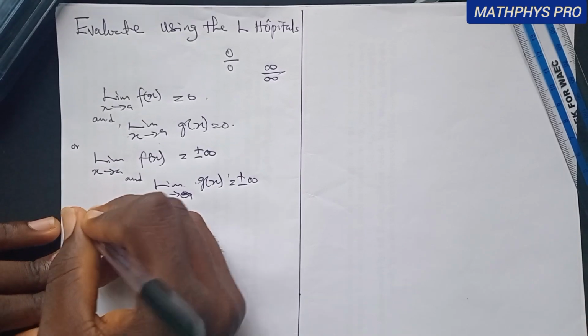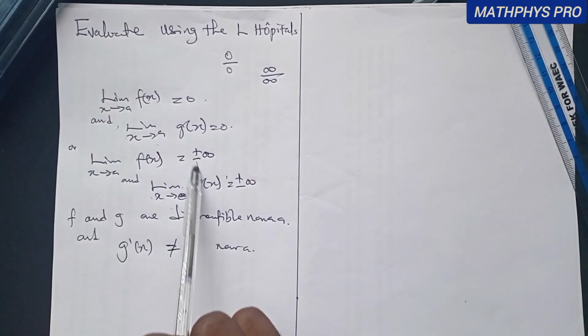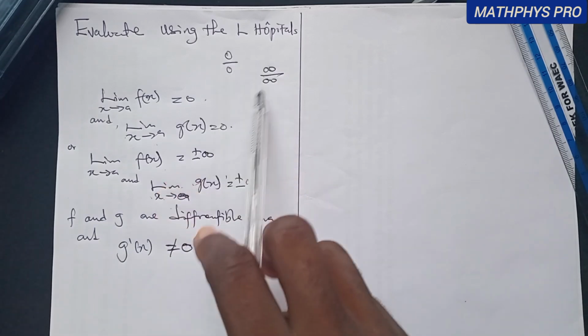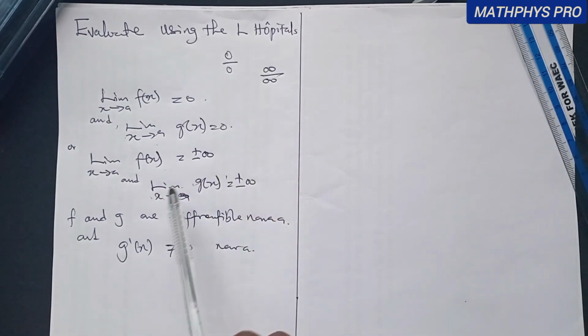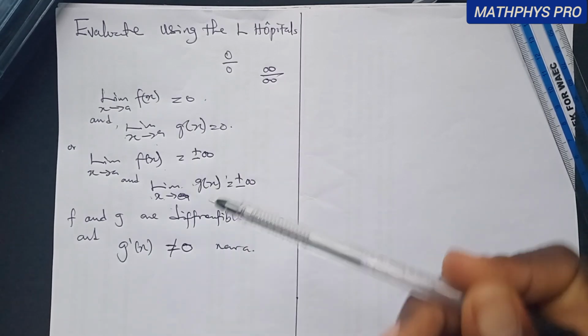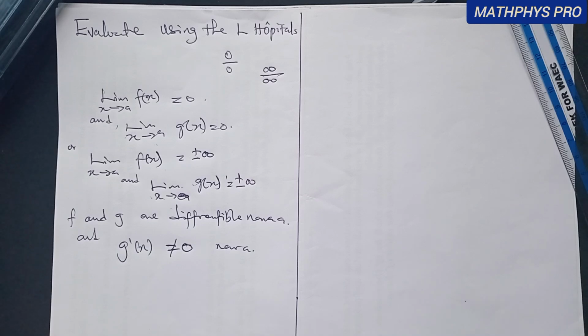And it says that when the limit as x tends to a of f is plus or minus infinity, then you apply L'Hopital's rule, provided f and g of x are differentiable. That means you differentiate the numerator and the denominator separately. Once you differentiate them separately, then you apply what? The limit. Okay, let me write it down in mathematical terms.